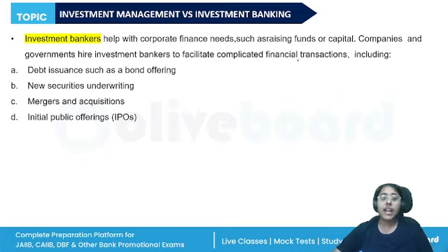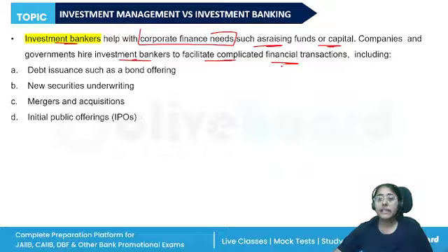On the other hand, we have investment bankers which help the corporate finance needs, such as raising funds or capital. So, companies and governments hire investment bankers to facilitate complicated financial transactions like debt issuance, such as bond offering, new securities underwriting, mergers and acquisition, and IPOs. So, investment banking can involve equity and security research, making buy, sell, and hold recommendations.